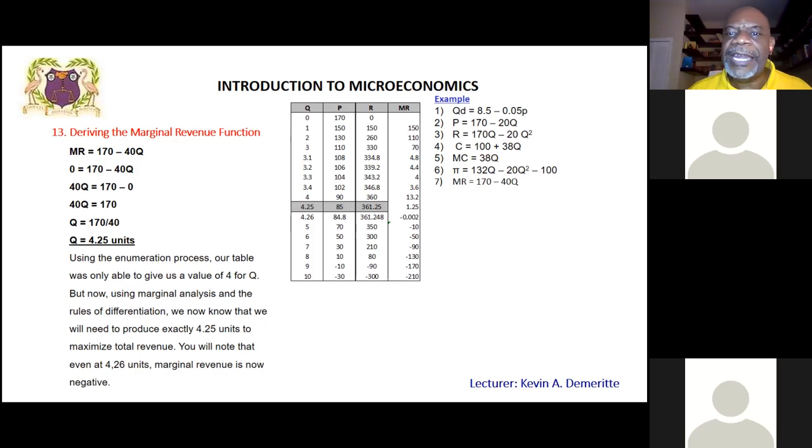And the only way to do that is by deriving our marginal revenue equation and setting it equal to 0 and solving. So using the enumeration process was only able to give us a value of 4 for Q. But using our marginal analysis and the rules of differentiation, we now know that we will need to produce exactly 4.25 units to maximize revenues. So you will know that even at 4.26 units, marginal revenue is now negative. And then we do exactly the same thing for the profits.